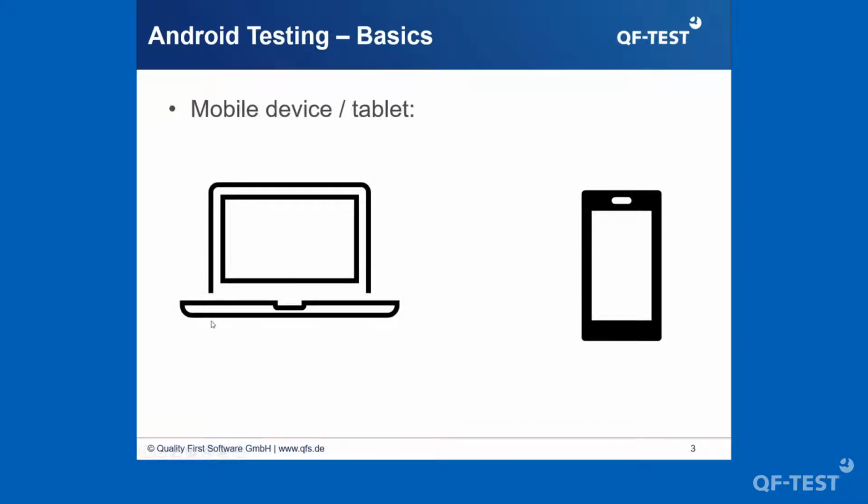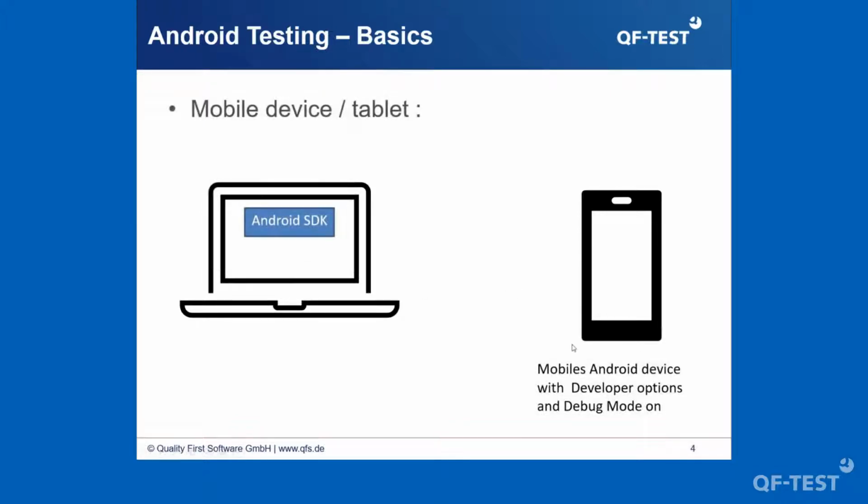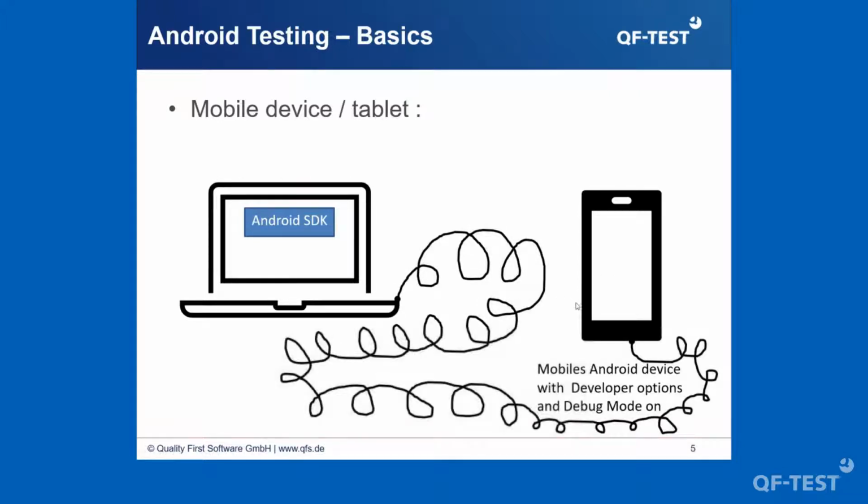Right, so here's the graphic. You require a computer, and then you require the mobile device or tablet, and you have to switch on the debug mode on the mobile device. On the computer you require the software developer kit, which has the debug bridge so that you can actually access the real device. They have to be linked either via a cable, or there are cableless connections as well, whatever you prefer.